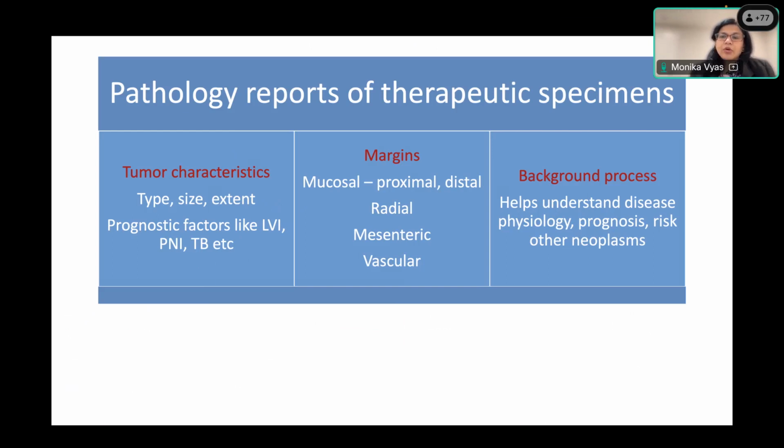And then we also try to comment on the background process. What is the disease, or what is the neoplasm arising in a background of? It could be Barrett's esophagus, or inflammatory bowel disease, or autoimmune or atrophic gastritis. So we try to comment on the background process because that will give the clinician an idea about what this patient might be predisposed to in the future.